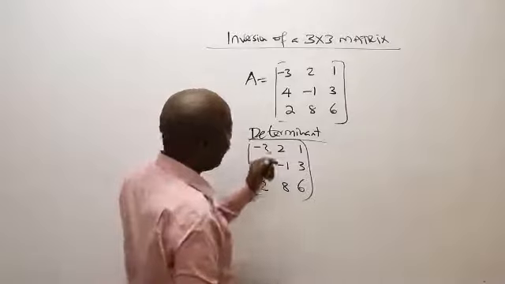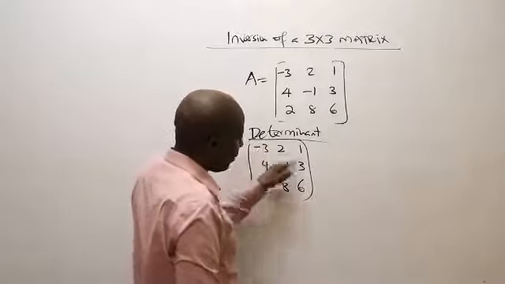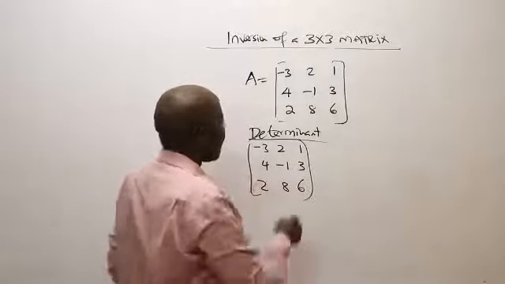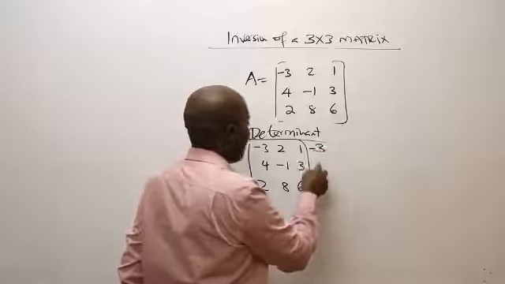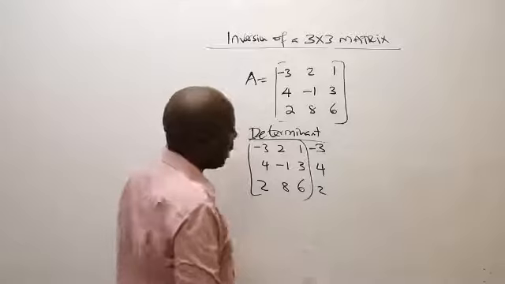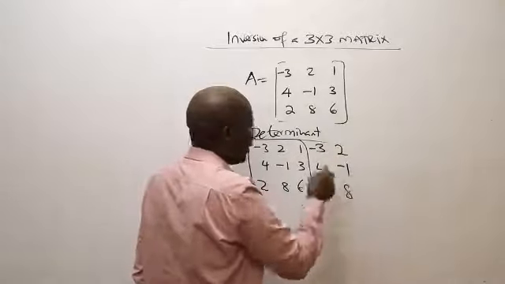And for determinant ascertainment purposes, you duplicate the first 2 columns beside the main matrix. So you duplicate the first 2 columns. We have here -3 as column number 1. So you write the first 2 columns beside the main one. And then the second column will be 2, -1, 8, ladies and gentlemen.